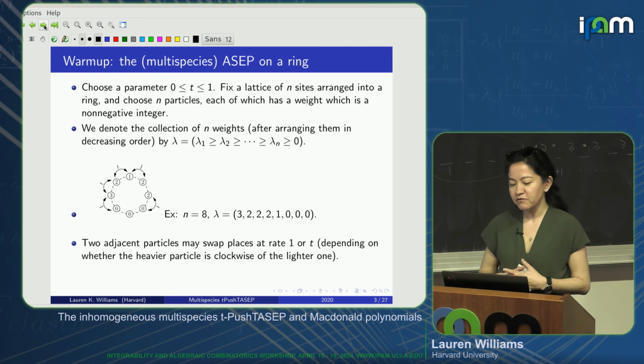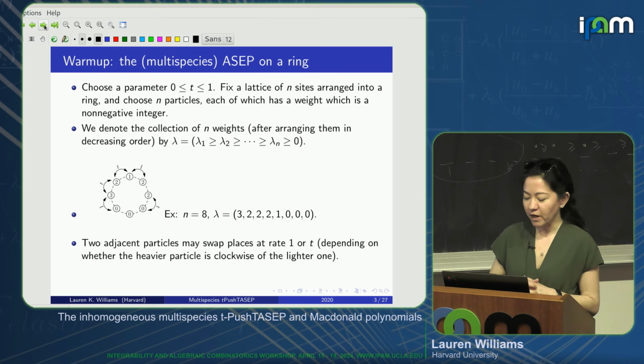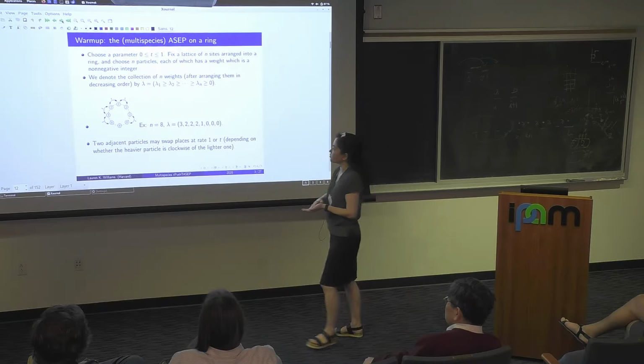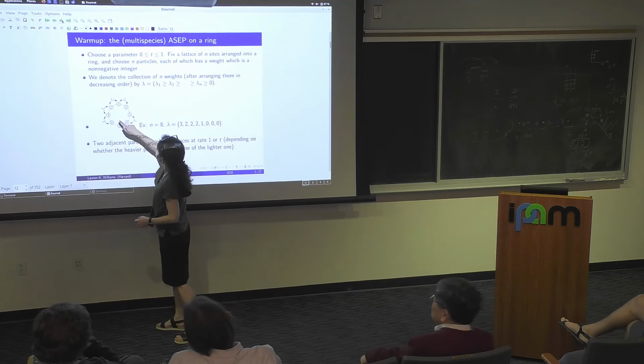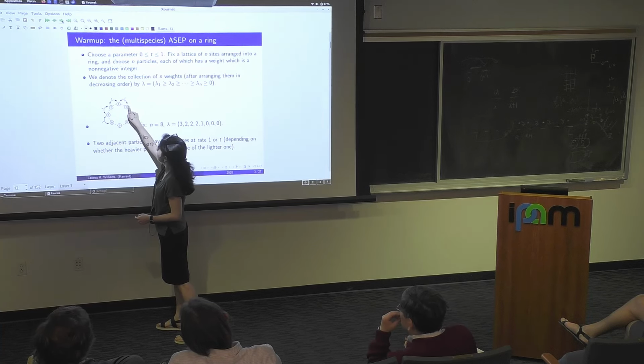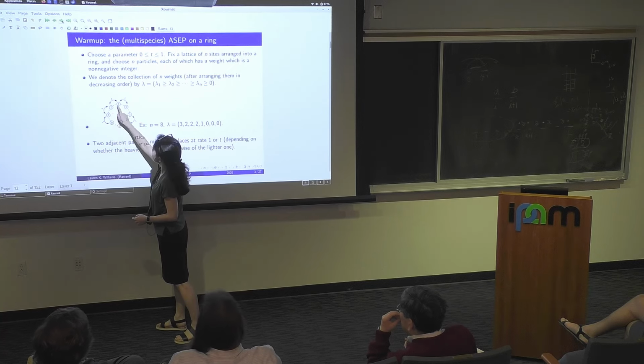And in this model, we have two adjacent particles swapping places at rate 1 or t. And whether you swap places at rate 1 or t depends on whether the heavier particle is clockwise of the lighter one. So over here, I have a 2, which is heavier than its neighbor 1, and 2 is clockwise of 1, so they swap places at rate 1. And on the other hand, over here, I have a 2, and its clockwise neighbor is 1, which is smaller, so they swap places at rate t.